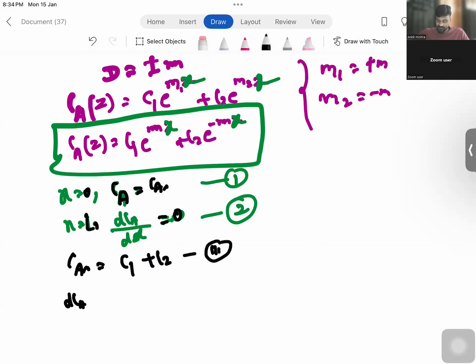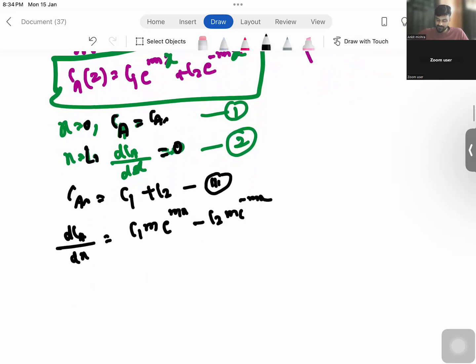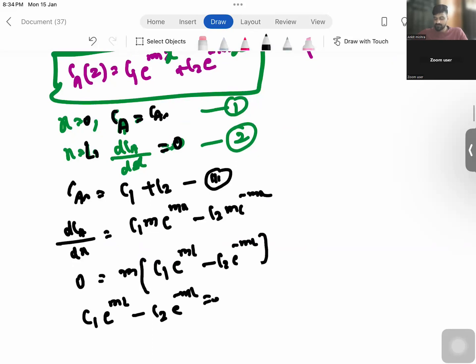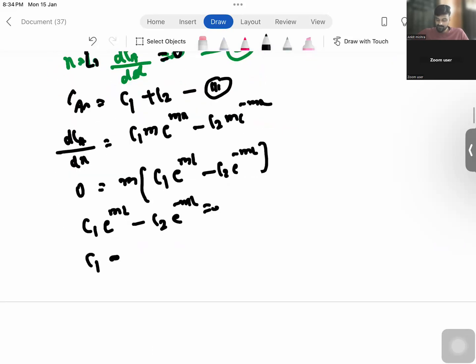So I'll have to calculate dCA by dx, that is equal to C1m e to the power mx minus C2m e to the power minus mx. Fine. So dCA by dx is equals to 0. So that is equals to, if I take common m, C1 e to the power ml minus C2 e to the power minus ml. Fine. So from here you can get C1 e to the power ml minus C2 e to the power minus ml equals to 0. So from here you can get C1 equals to C2 into e to the power minus 2ml, right?